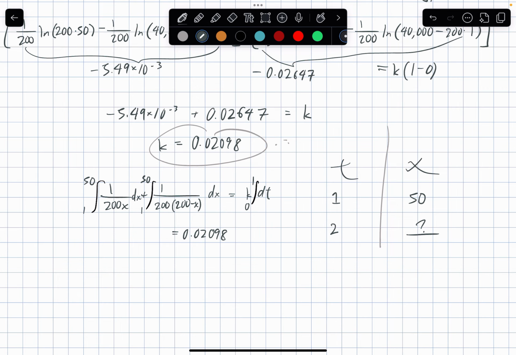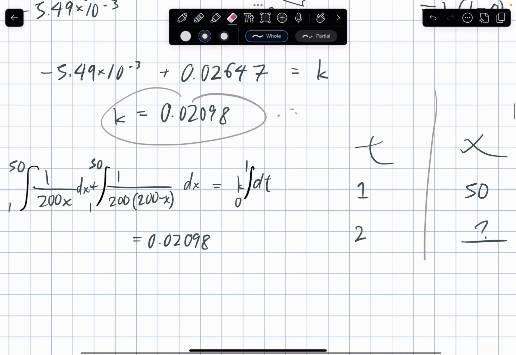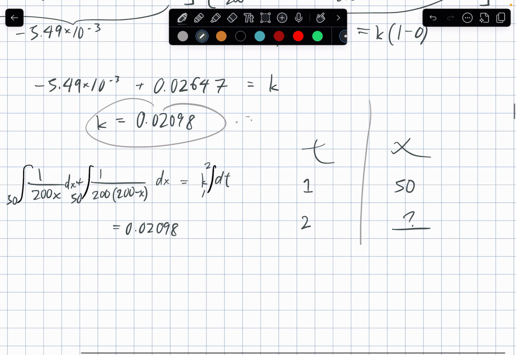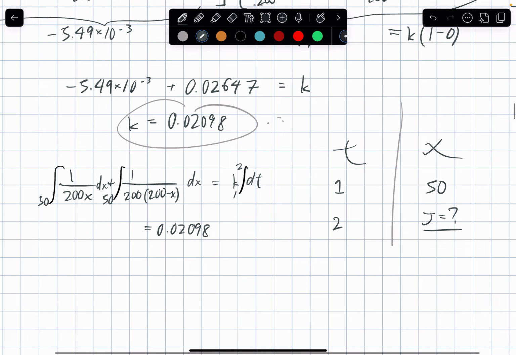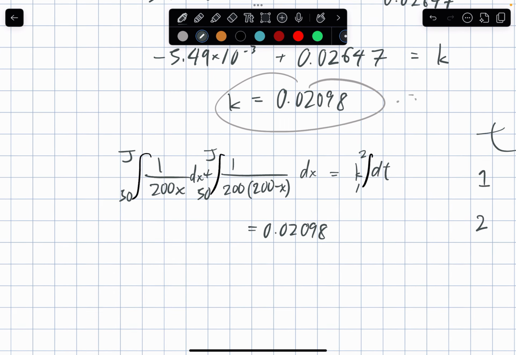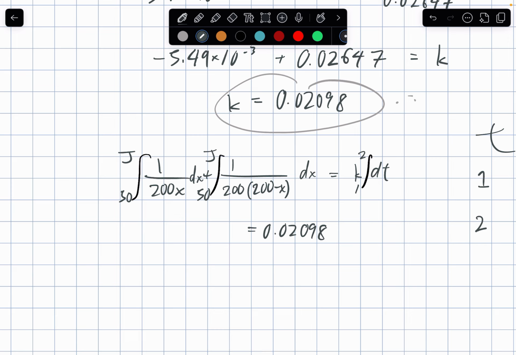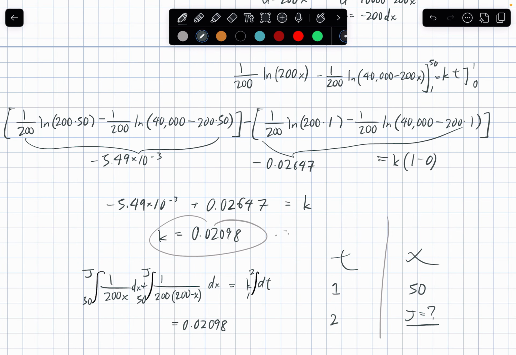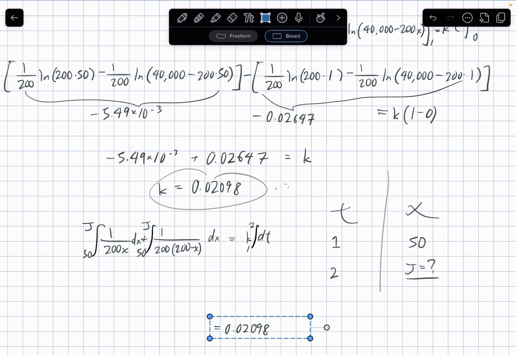Paste. Okay, so we just replace the lower and upper limits. For time, it's coming from 1 to 2. For the x, it's coming from 50 to what we don't know. Let's abbreviate it as j, variable j. So j. Okay. This is gonna be a long solution.